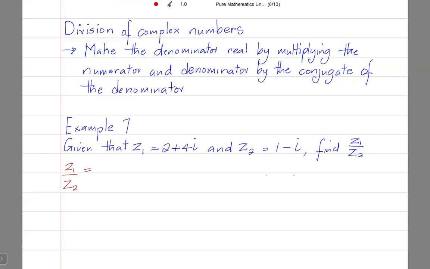So this is going to be 2 plus 4i divided by 1 minus i. And we're dividing by a complex number. And we're told that the way we should approach this is that we should multiply the numerator and the denominator by the conjugate of the denominator. So I'm going to multiply this by 1 plus i, because 1 plus i is the conjugate of the denominator, and multiply the bottom also by 1 plus i.